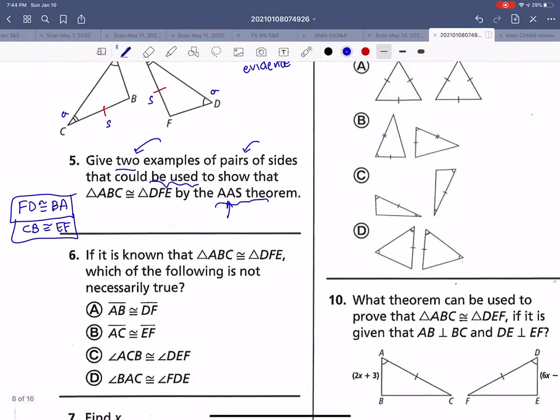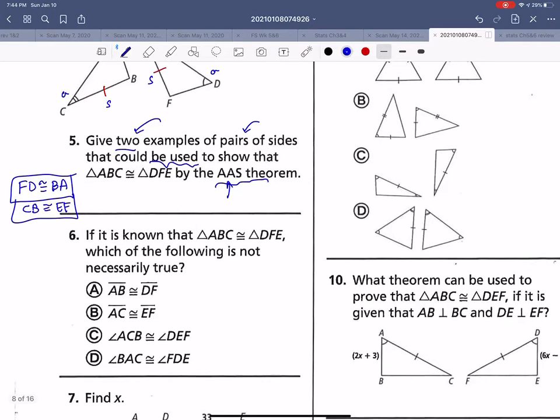All right, 6. If it is known that triangle ABC is congruent to triangle DEF, which of the following is not necessarily true? Okay, so it's usually just like ABC, DEF. That means A matches D, B matches E, and C matches F, right? It also means these match, and these match.